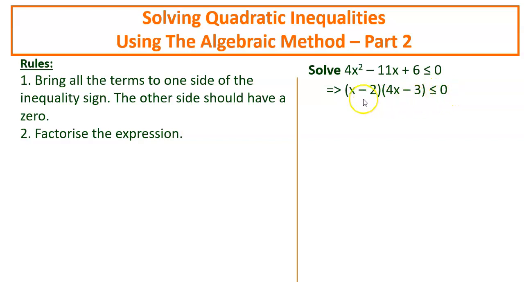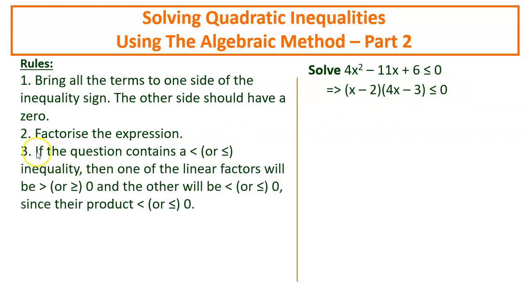We are having two linear factors and the product is either equal to 0 or less than 0, meaning either it is equal to 0 or it is a negative number. Rule number 3: if the question contains a less than or equal to, and this time we are having the less than or equal to. In part 1 we had greater than. This is the difference between part 1 and part 2. In part 1 we dealt with the greater than part, and this time it is the less than or equal to.